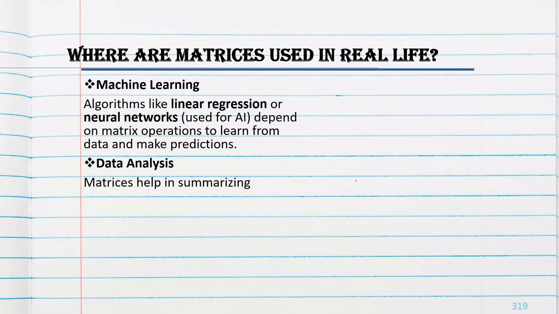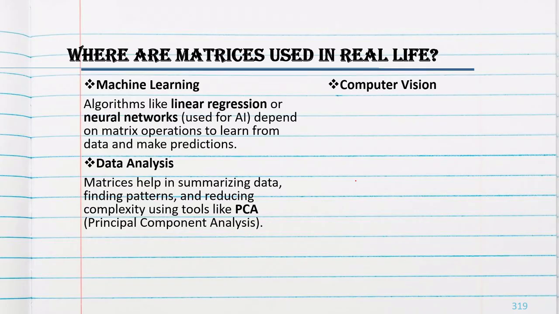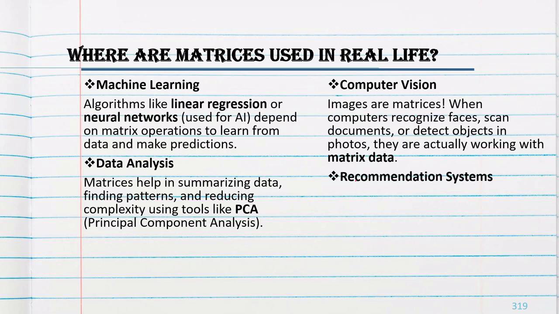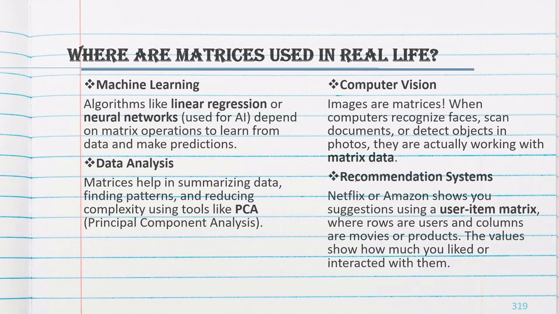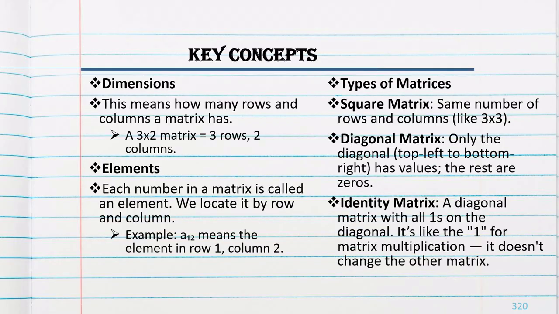So where do we use matrices? In machine learning, linear regression and neural networks depend on matrix operations. Also in computer vision, recommendation systems, data analysis, etc. These are the key concepts in matrices. Dimension means how many rows and columns. That is 3 by 2, which means 3 rows and 2 columns. Each number in a matrix is called an element. We can locate it using rows and columns.